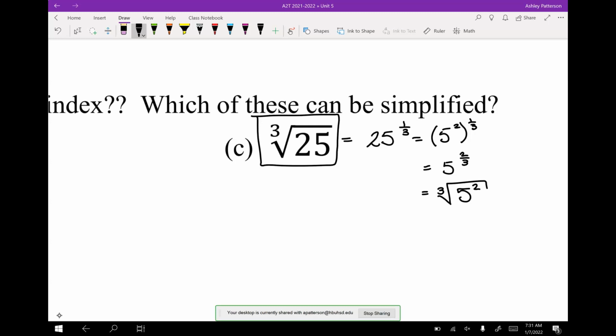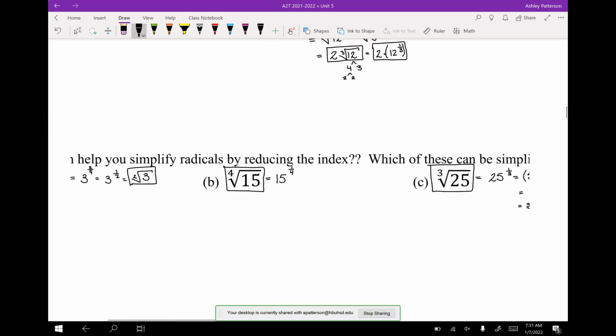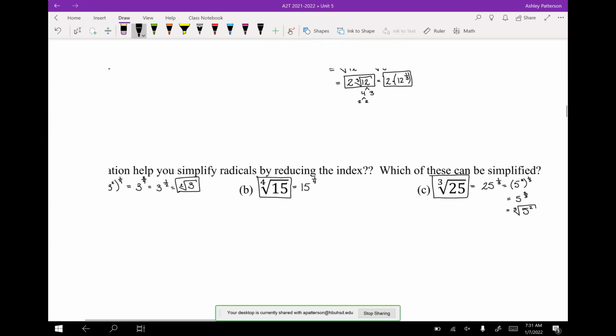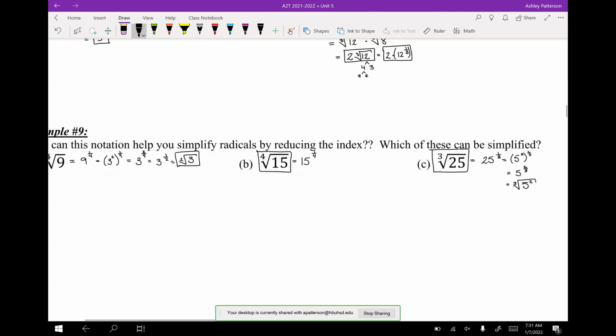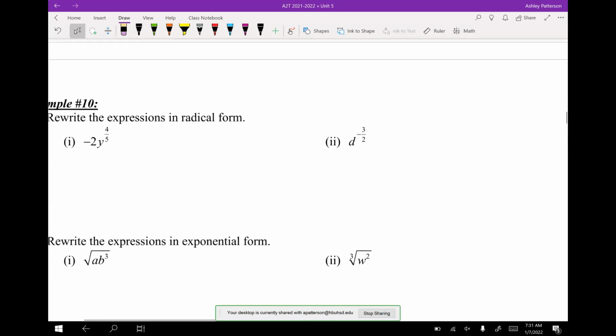If you have a radicand that's a perfect square, or even maybe we had a radicand of 8, we could rewrite that as 2 to the 3rd power. Or maybe we had a radicand that was 64. We could write that as 4 to the 3rd. Or 2 raised to a different exponent. Really pay attention to those characteristics for your radicands when you're looking to simplify and rewrite. Any questions on example number 9? Okay, let's move on to example number 10.